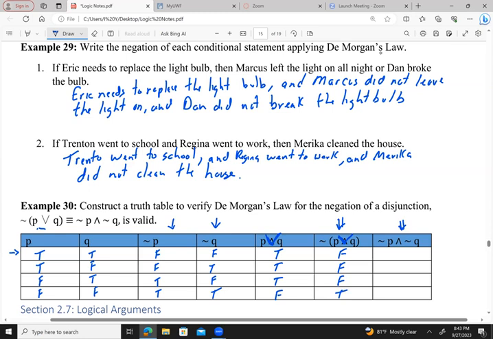Now we are looking at and the only time, again, looking at not P and not Q, the only time an and statement is true is when they're both true, which is here. The rest of them, it's false. And as you can see, this and this are the same. So they are equivalent. And we've just shown that De Morgan's law is accurate. And that finishes up 2.6.